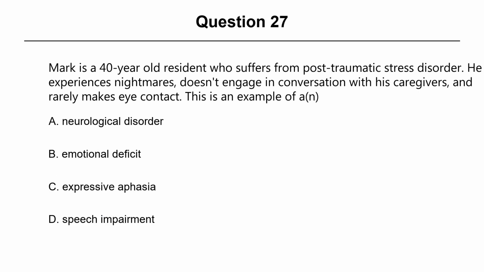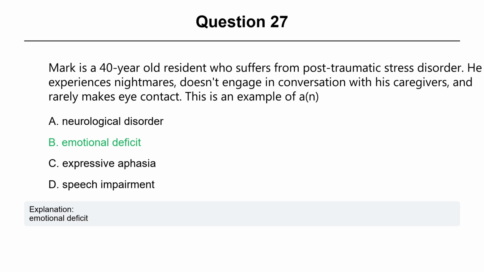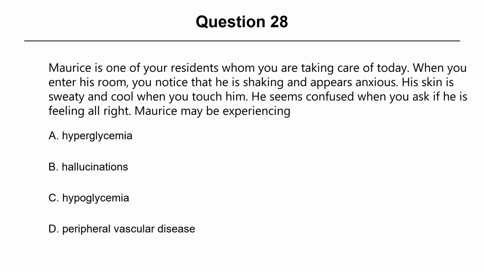Question 27. Mark is a 40-year-old resident who suffers from post-traumatic stress disorder. He experiences nightmares, doesn't engage in conversation with his caregivers, and rarely makes eye contact. This is an example of: Option A, neurological disorder. Option B, emotional deficit. Option C, expressive aphasia. Option D, speech impairment. The correct answer is option B, emotional deficit.